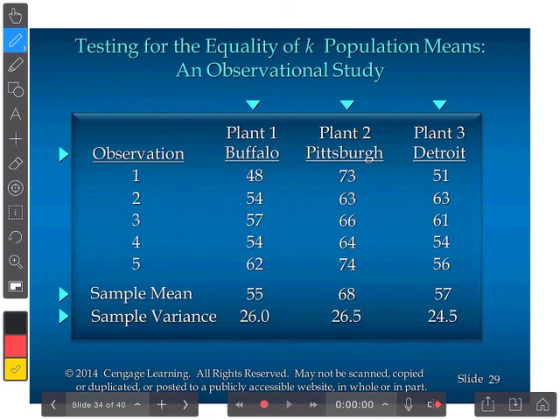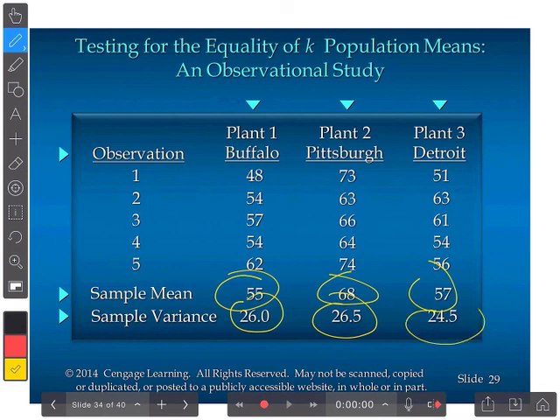So if you look at this data, we have 5 of each. So that's also a balanced design, but it's not a randomized block design. We have the sample means for each of those. And if we average those values, we'll get the grand mean. We take the sample variances as well.